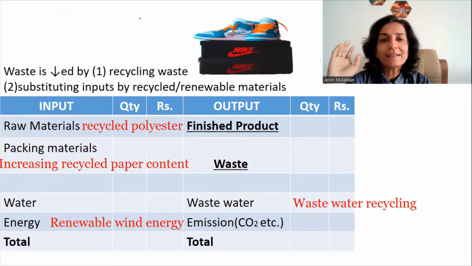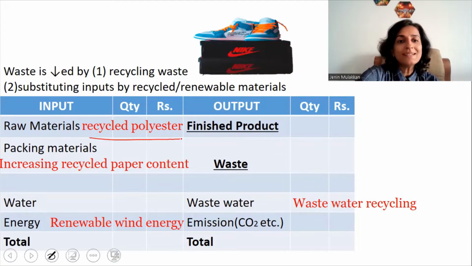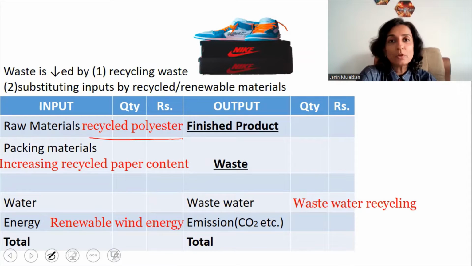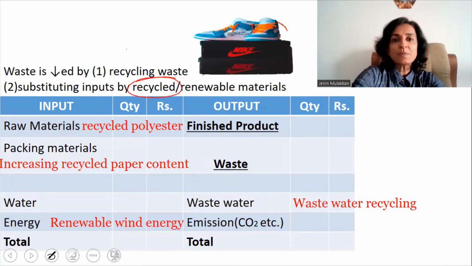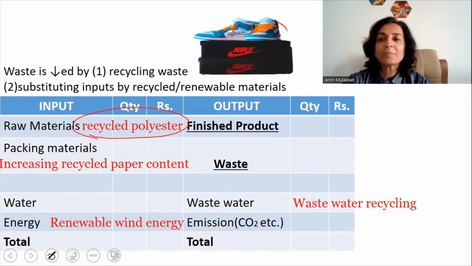Okay, so let's see what Nike has done. Nike is using recycled polyester as a raw material, and that too, which is recovered from plastic waste. So it's a case of substituting the inputs with recycled materials. Whenever we use recycled materials as an input, it is cheaper than virgin materials, and definitely it protects the environment also, because that much plastic is being taken out of the environment.